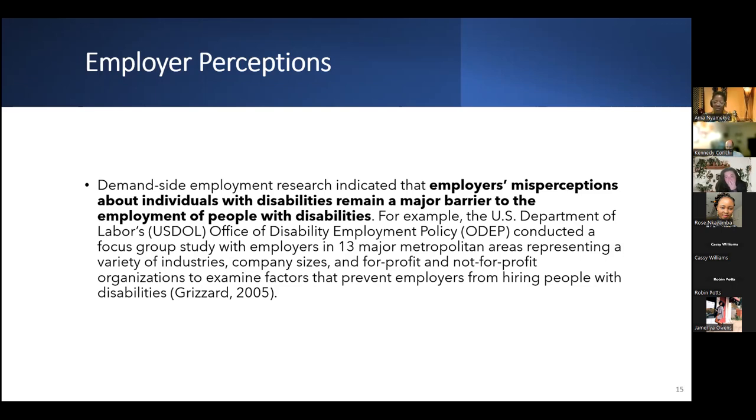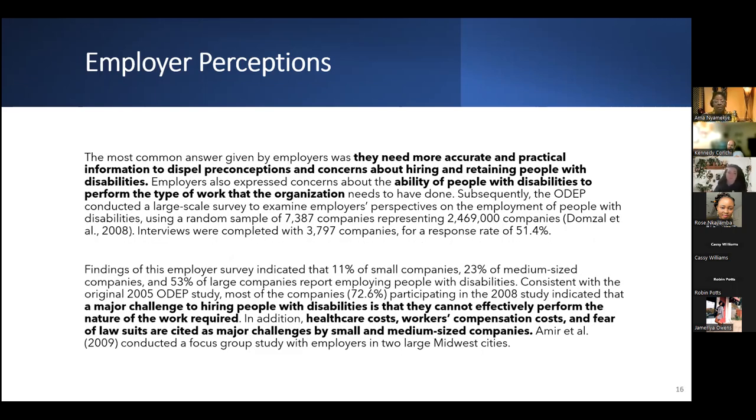You break barriers down by seeking understanding. So we can assume that maybe in work environments, they may not have understanding or may not even have the desire to seek it. The most common answers given by employers were that they needed more accurate and practical information to dispel misconceptions and concerns about hiring and retaining people with disabilities. They also talked about the ability of people with disabilities to perform the type of work that the organization needs done. This is where it's important for everybody to know your worth and know your skills, because sometimes even a VR counselor or the client has to advocate, and shed a different light on things.